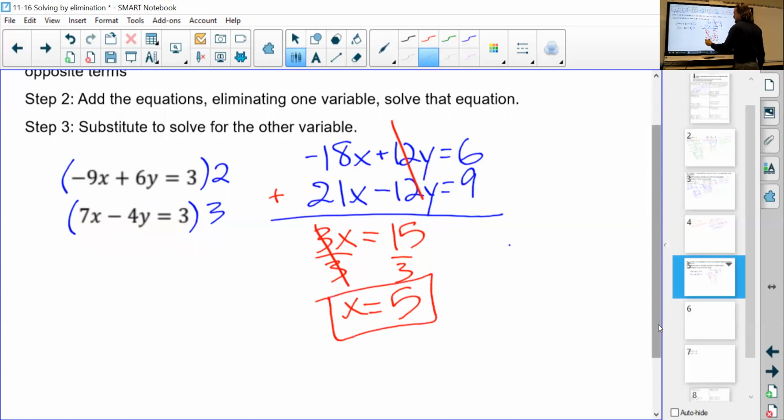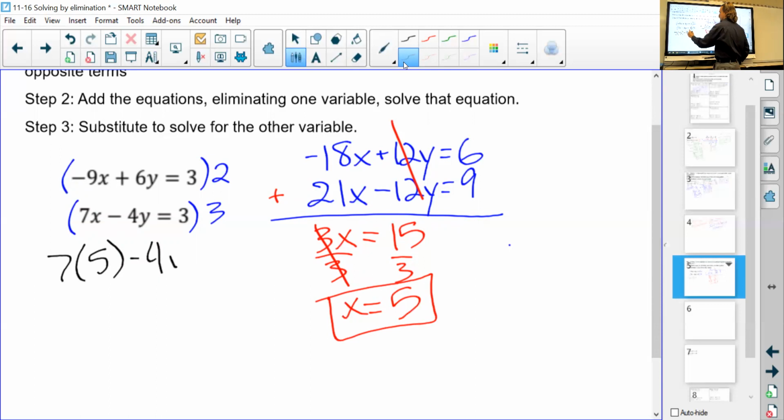I know x is 5, and I'm going to put it back into one of my original equations to solve for y. Let me use my bottom equation here. It doesn't matter which one. 7 times 5, minus 4y equals 3. You could even use these new equations. I wouldn't recommend it because not only are the numbers bigger, but if we had made a mistake here, it's just going to compound that mistake. So I'd always go back to the original equations.